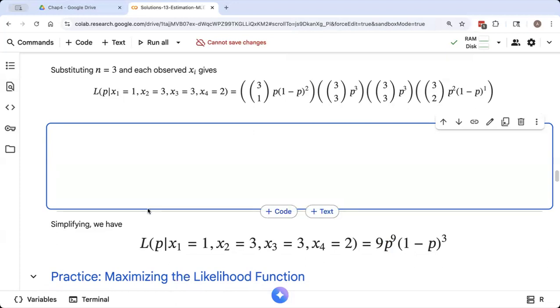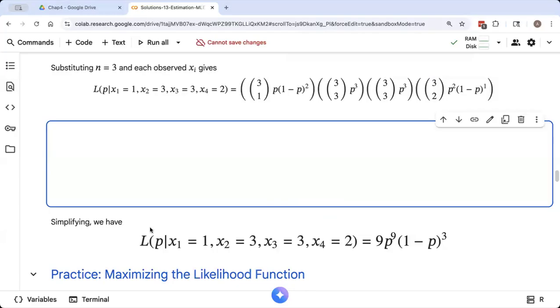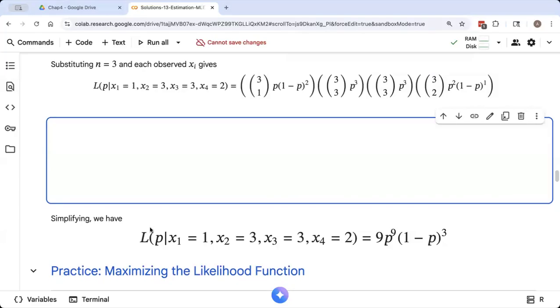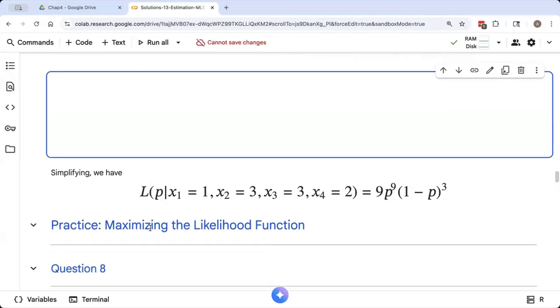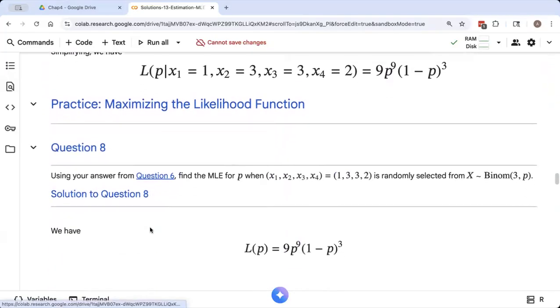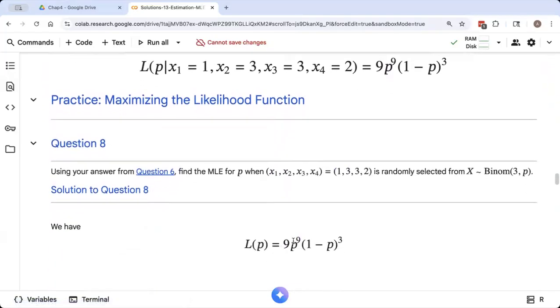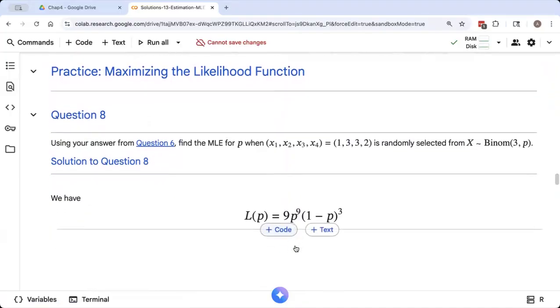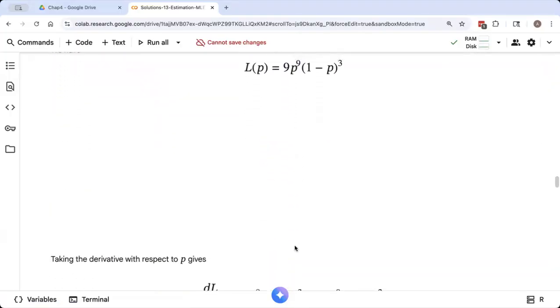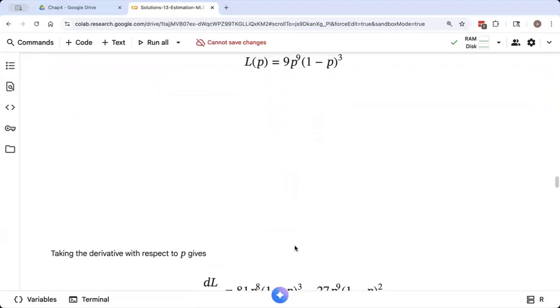And so the next step in this process is to go ahead and find the value of P that maximizes the likelihood function. So this is going to tell us what is the most likely value for the population proportion P. So we go ahead and take this likelihood function that we just found. We take its derivative. And so to take its derivative, we can apply the product rule to this.